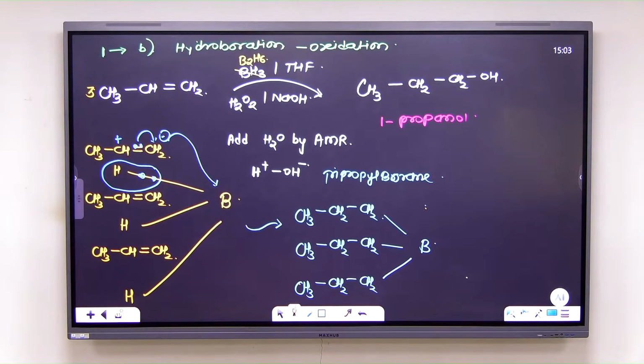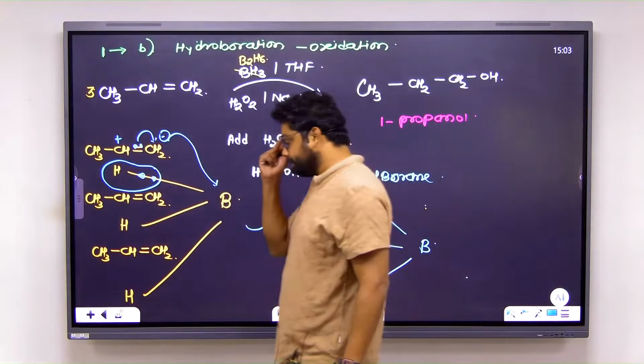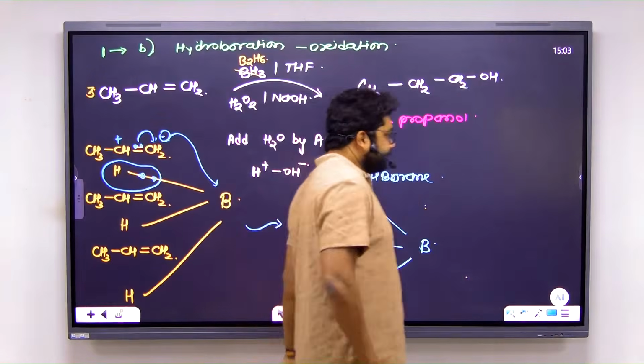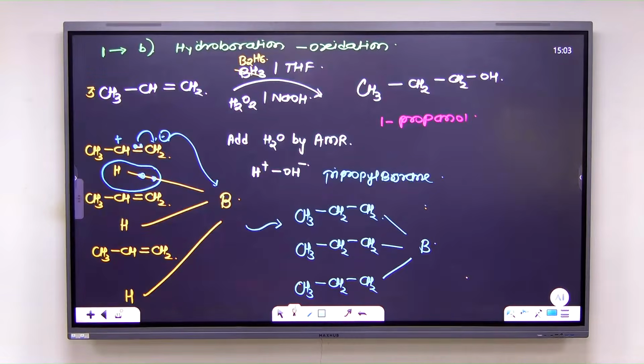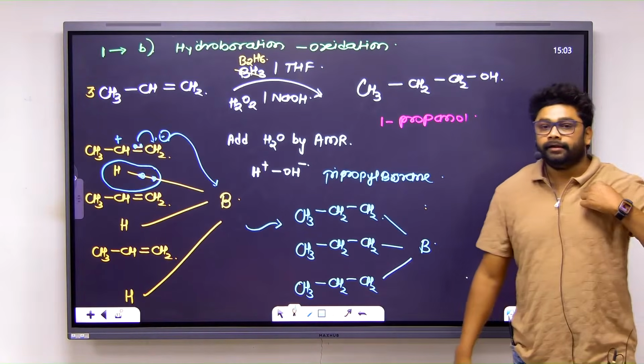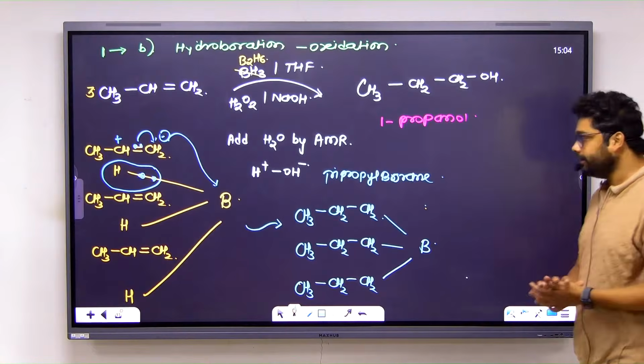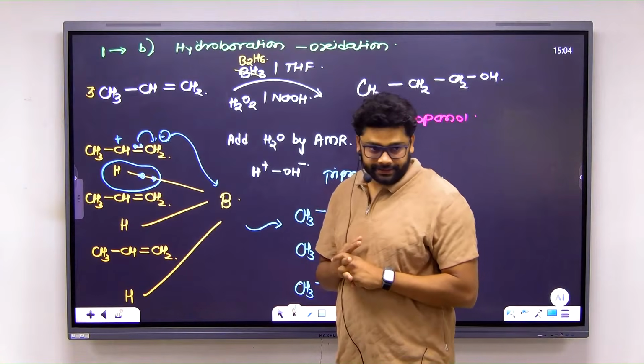The intermediate formed between alkene and trihydroborane is a trialkyl borane. What do you say? Trialkyl borane. It is a very important mechanism.